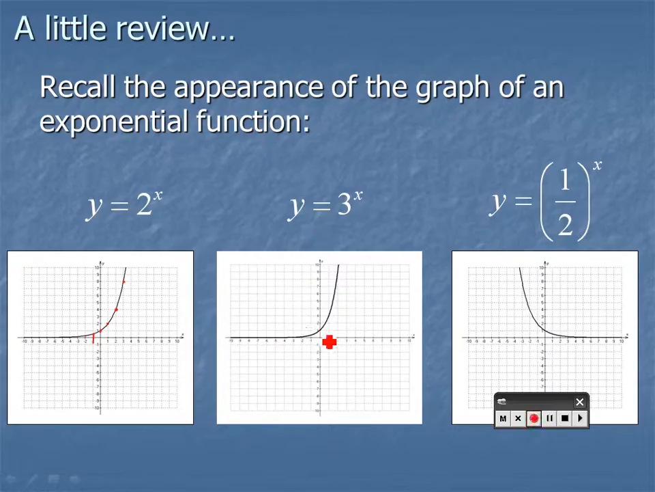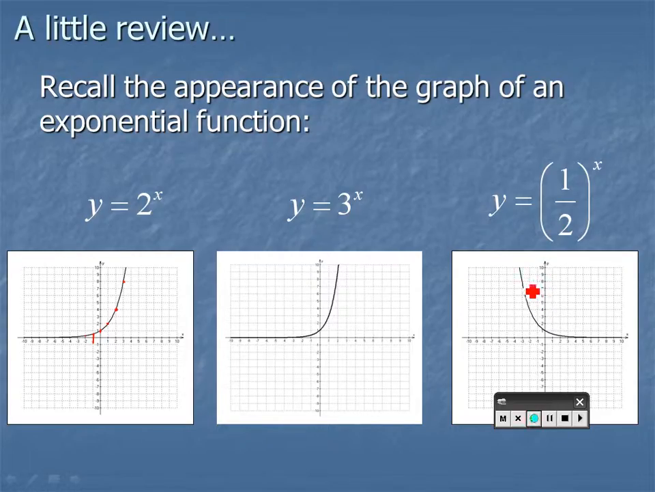And similarly for 3 to the x, you see 3 to the power of 0 is 1. Right away you should remember, anytime you put something to the power of 0, you get 1. And then 3 to the power of 1 is 3, and 3 to the power of 2 is 9, and away you go. And similarly, this is kind of when we first saw asymptotes, which was last year, as it goes off to an asymptote back here.